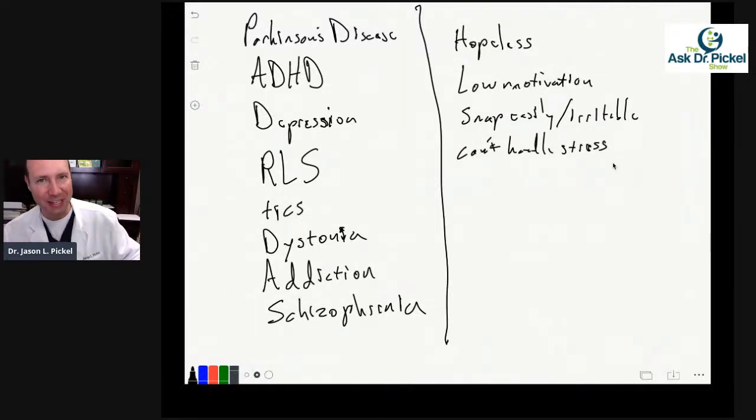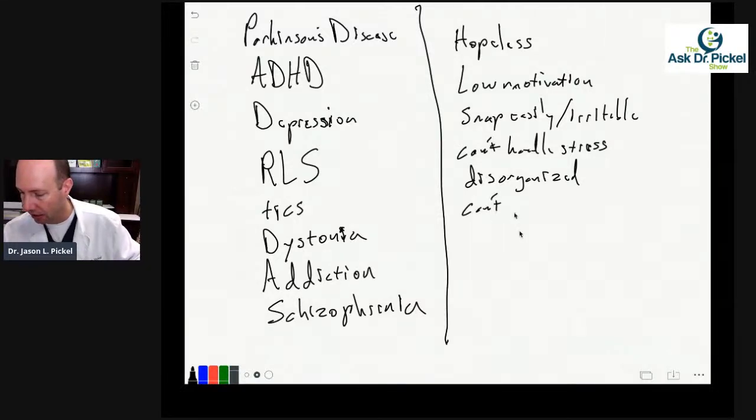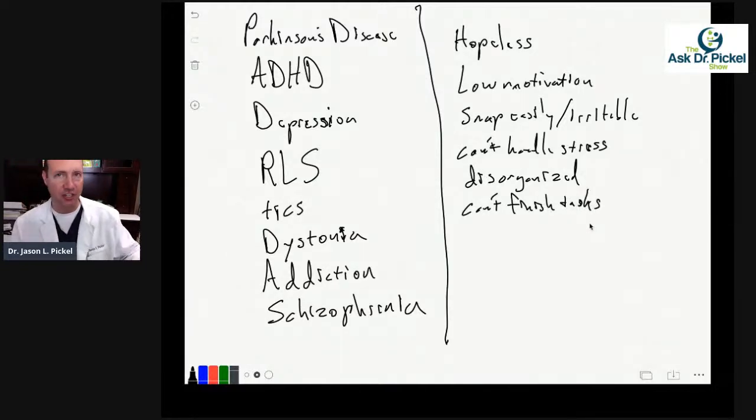Another thing dopamine does to help our frontal lobes is it helps with organization. So you will become disorganized. Also, you can't finish tasks. If you start something and you can never finish it and you just move on to the next thing, yeah, that's dopamine.